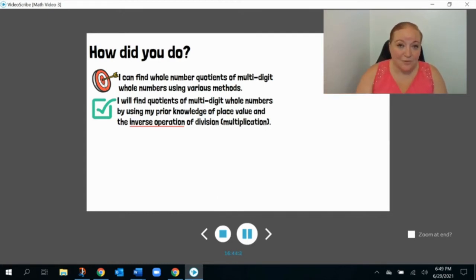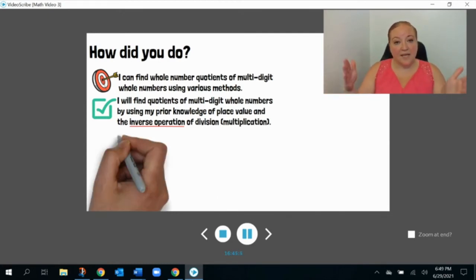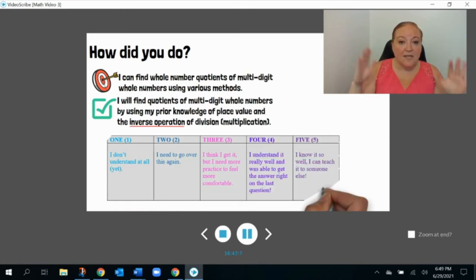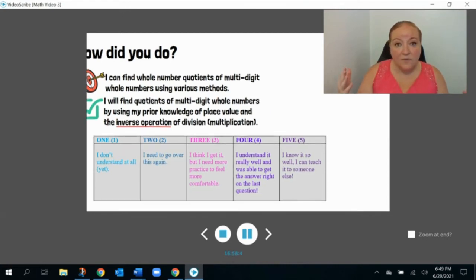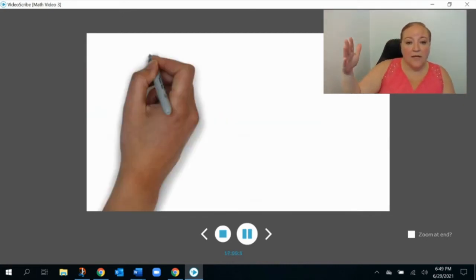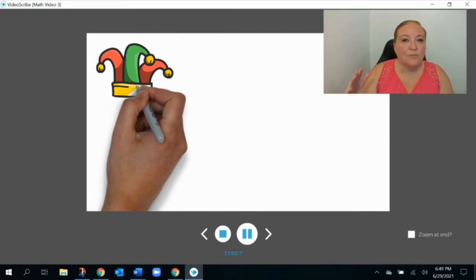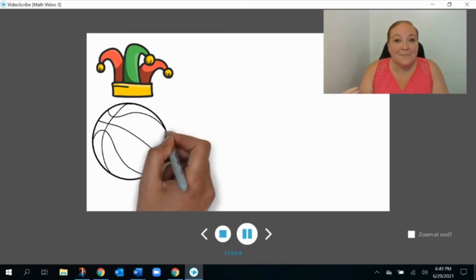Okay. So how did you do? So again, we were working on the inverse operation, and I would like you to take a moment and rate yourself again. Okay, so it's really important to see your progression. If you were a 1 last time and now you're a 2, great, right? If you were a 4 and now you're a 3, that's okay too, because you felt more confident, but you're going to keep it going.